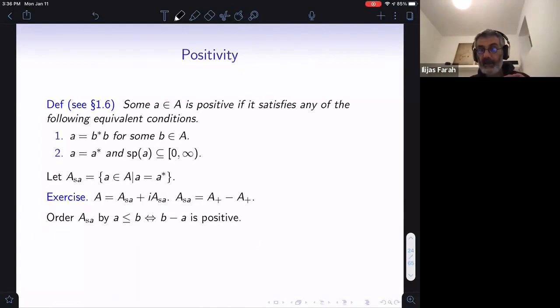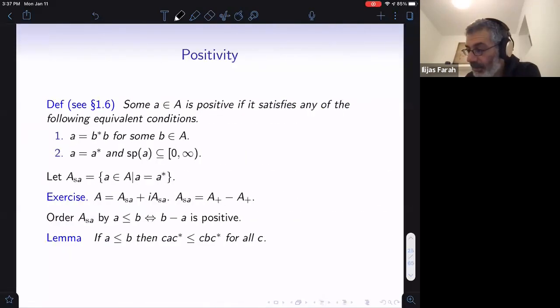As I said, it is at the heart of the proof of the Gelfand-Naimark-Segal representation theorem, but we'll not really need to go there. What we'll need here is that self-adjoint operators can be ordered by saying that A is less or equal than B if and only if B minus A is positive. And I'll need a few easy facts about this notion. So let's just take a look.